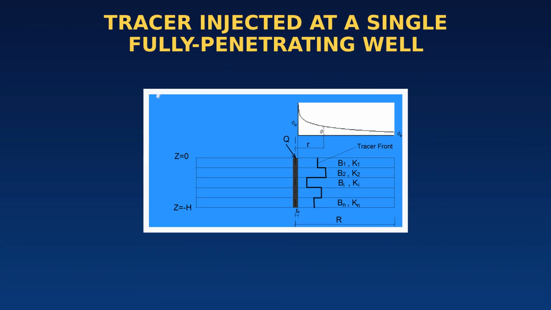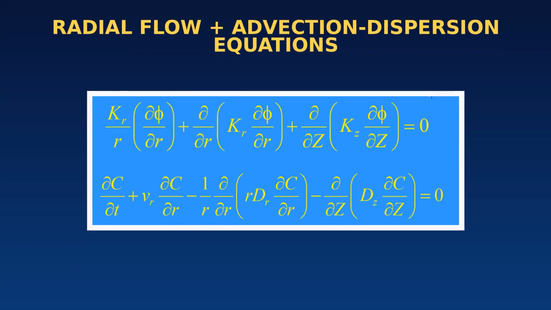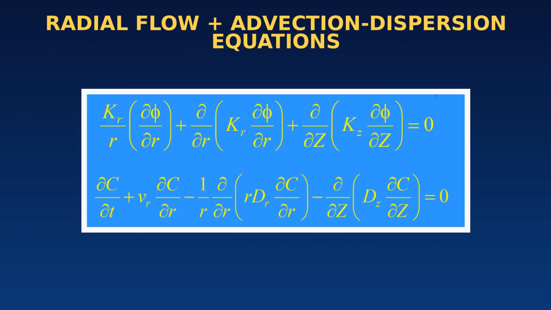Here's the well geometry used in the model: a fully penetrating injection well at the center, surrounded by n layers, each with its own thickness and conductivity, out to an outer boundary radius r. The flow itself is governed by the classic equation for steady, axially symmetric radial flow in a non-homogeneous, anisotropic aquifer, essentially Darcy's law written in radial and vertical coordinates.